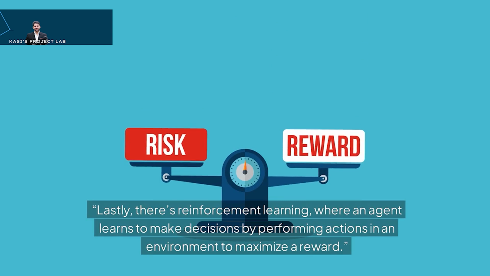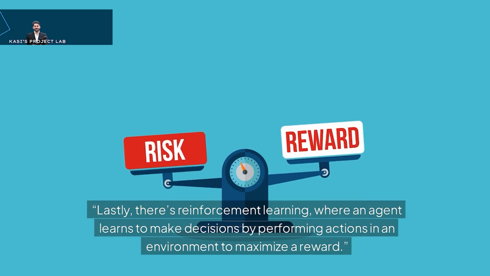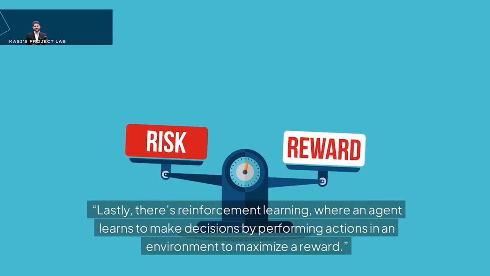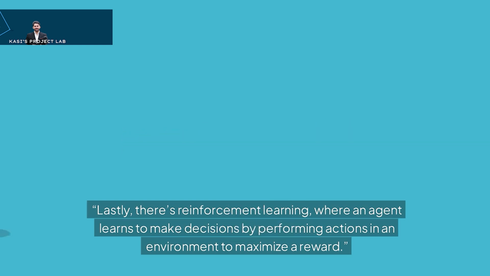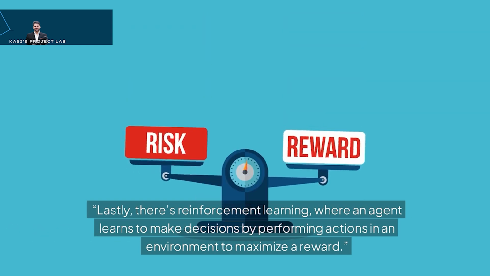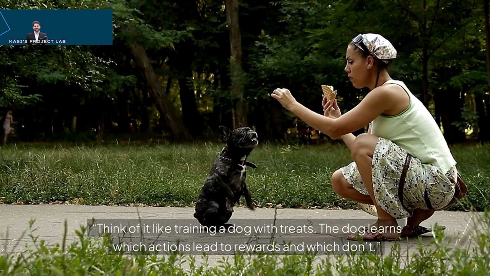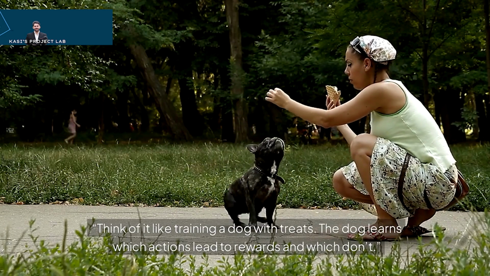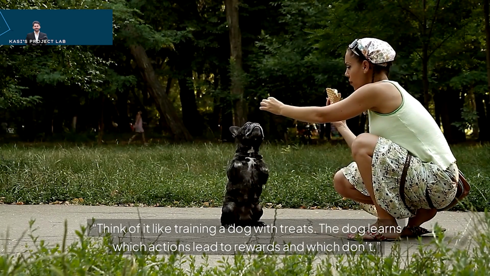Lastly, there's reinforcement learning, where an agent learns to make decisions by performing actions in an environment to maximize a reward. Think of it like training a dog with treats. The dog learns which actions lead to rewards and which don't.